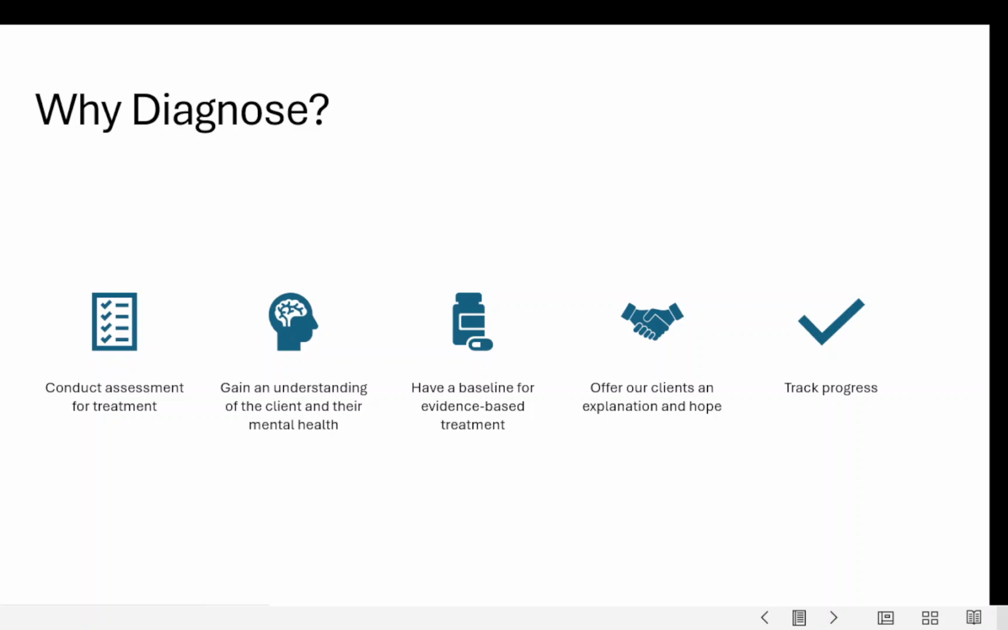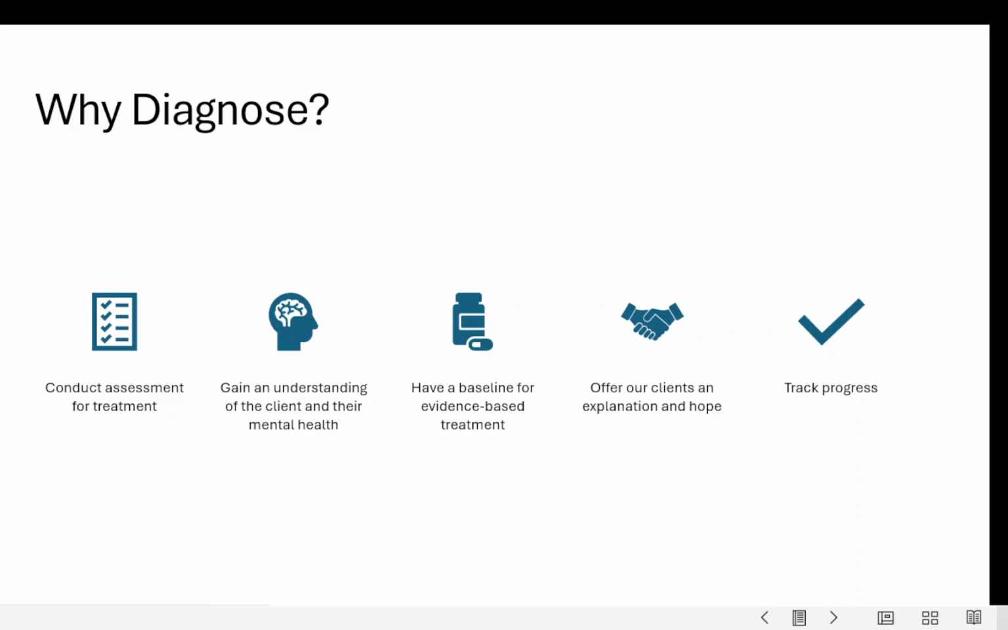This is a significant question in the profession, especially considering the ongoing debate about whether diagnosis is necessary, particularly if we aren't tied to billing insurance. However, there are important reasons that we diagnose. First, we must conduct an assessment to understand where we're starting with a client. It's crucial to gain a deeper understanding of the individual and their reasons for seeking counseling.